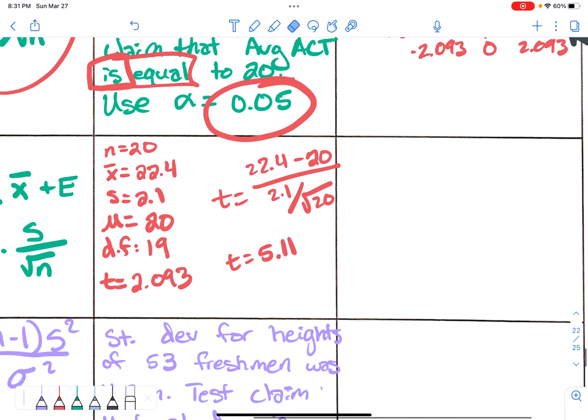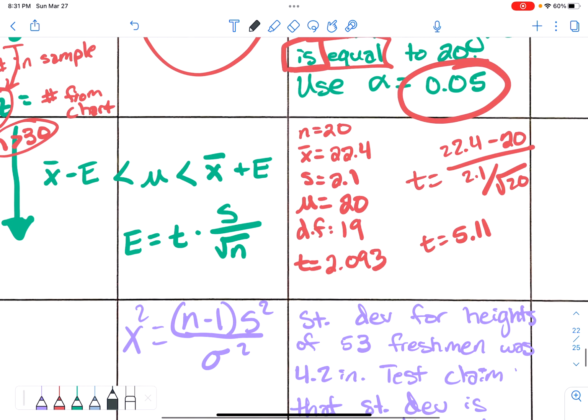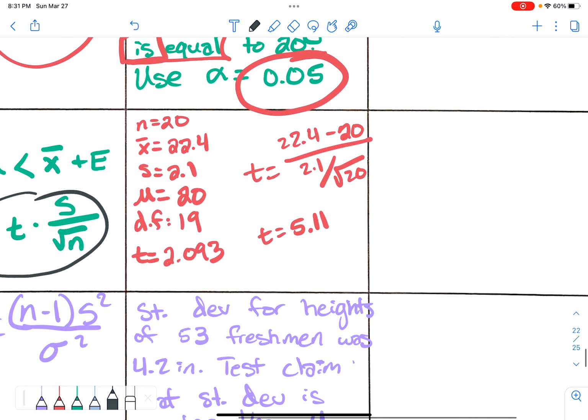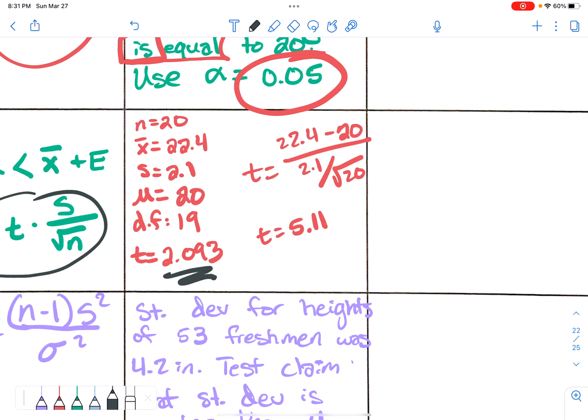All right, now let's do the critical value method instead. So we're going to go to this. We have to calculate the error. So we have T. Again, we're going to use that same T, 2.093, times s, which is 2.1, over the square root of n, which is 20. Okay, so I'm going to calculate all that and see what we get.